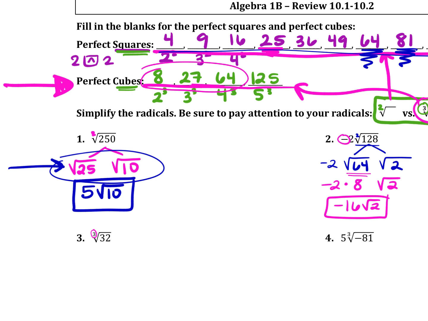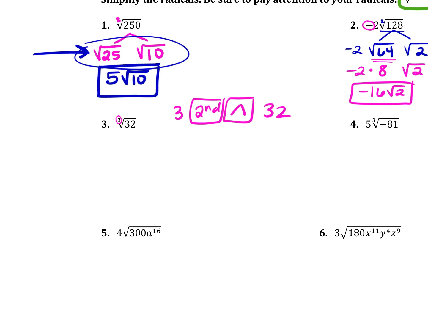Do you remember how to plug a cube root in to check? Yeah. You go 3 and then second, right? And then the caret, and then 32. Maybe double check that you're good on that. So the cube root of 32, not a nice number. So then we've got to break it down.